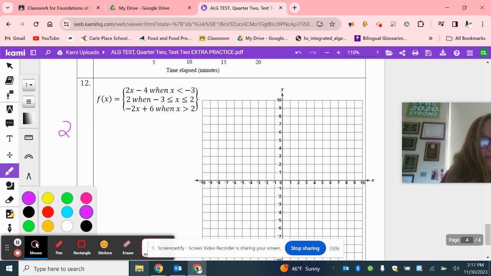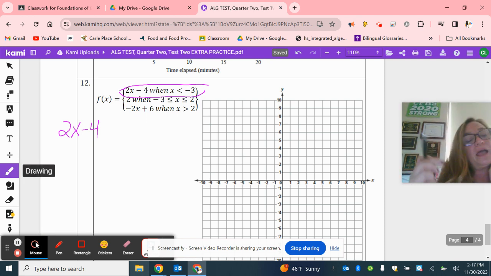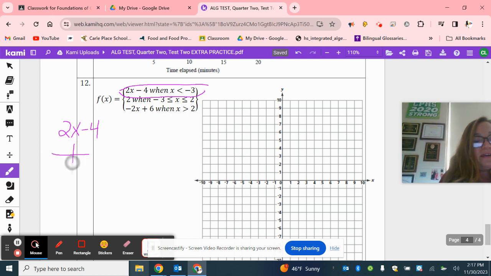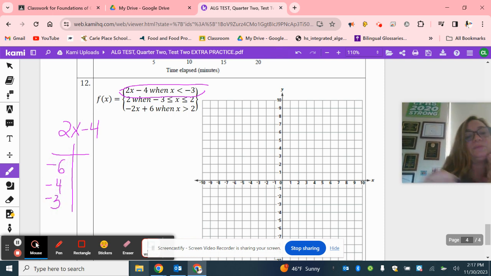So my first piece, I'm going to use the 2x subtract 4. And what this is saying up here is that x's are less than -3. So I'm just going to think of some numbers that are less than -3. I'm going to use -6, -4, and -3. You just pick any numbers that are less than -3, and then you substitute them into the equation that you have and plot some points.